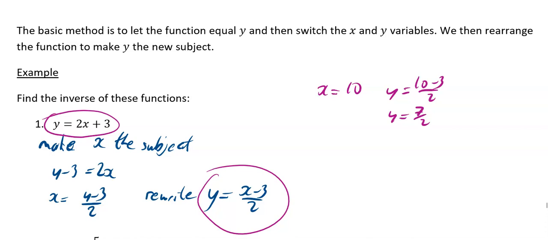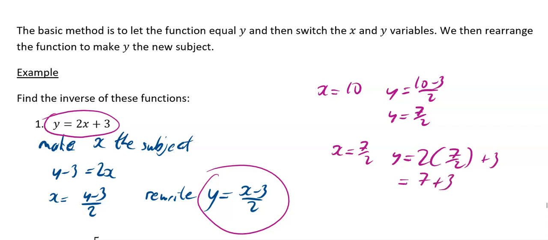So let's see. When x equals 7 over 2, y is equal to 2 times 7 over 2 plus 3. And then that's a nice easy one. 2 times 7 over 2 is just going to be 7 plus 3 is equal to 10. So you can see it doesn't matter which order you do them. As long as you do them consecutively, you will end up in the same place.